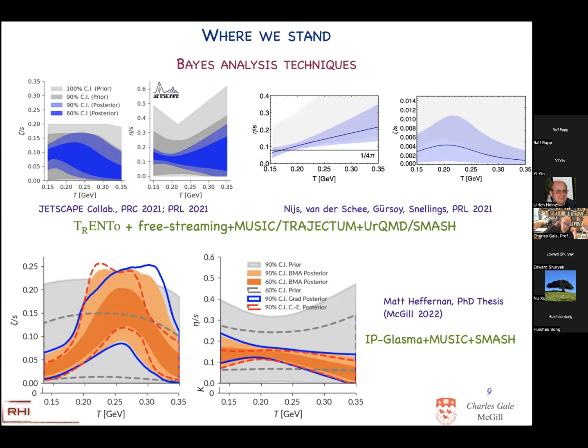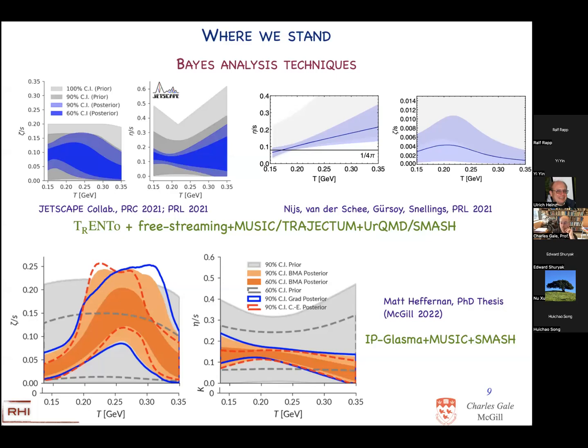Let me share with you a more recent development, so recent that this thesis was defended last week by Matt Heffernan, where the initial state now is IP-Glasma, as opposed to Trento here. So IP-Glasma goes into MUSIC, goes into SMASH. Matt did a great job estimating the bulk viscosity as a function of temperature and the shear viscosity as a function of temperature, using different models for the correction to the single particle distribution functions: Chapman-Enskog and Grad. Matt used Bayesian model averaging techniques to combine those to get a 60% confidence interval, shown here in orange, and the light orange is the 90% interval. So the orange interval here is the 60% interval for the bulk viscosity over temperature, and the 60% interval for the shear viscosity over temperature.